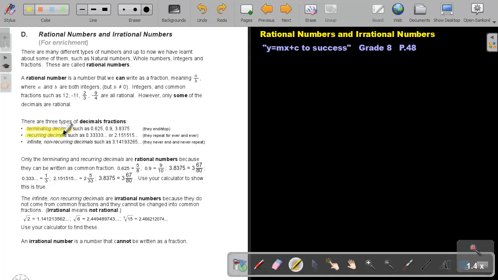Then recurring decimals such as 0.333, the 3 recurs. Then 2.151515, the 15 goes on. They repeat forever and ever.